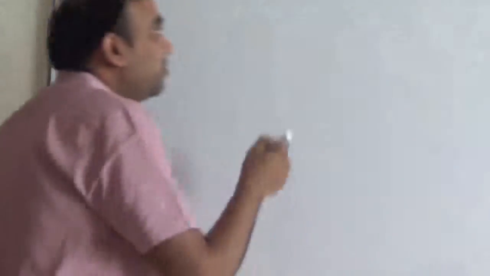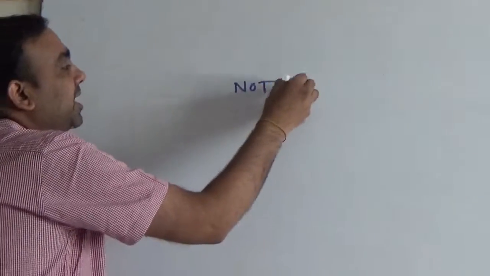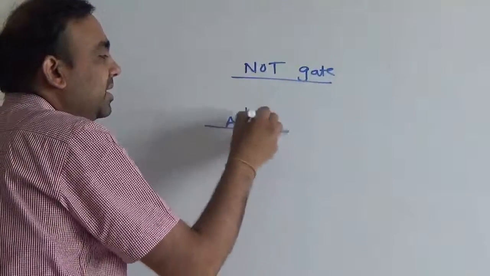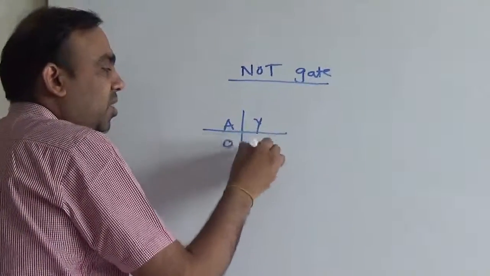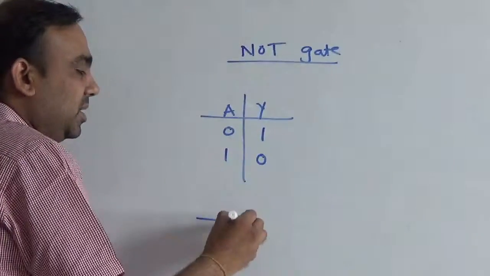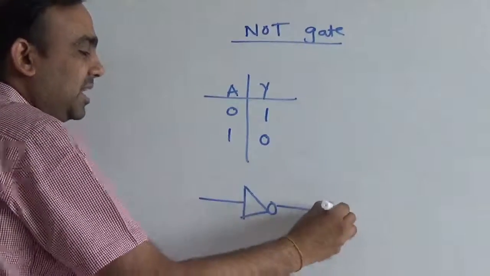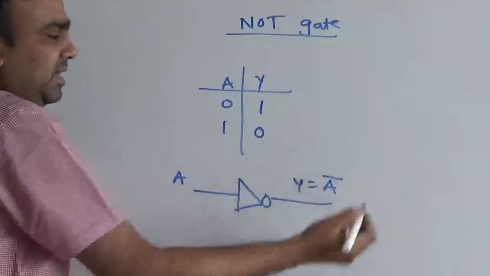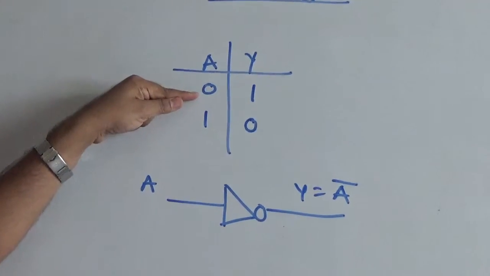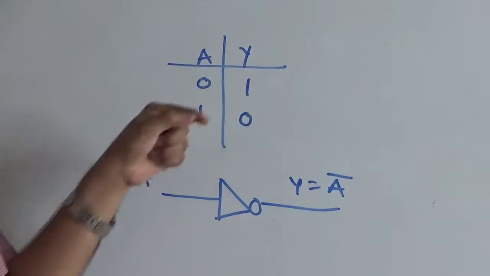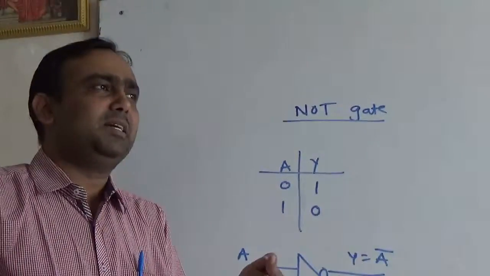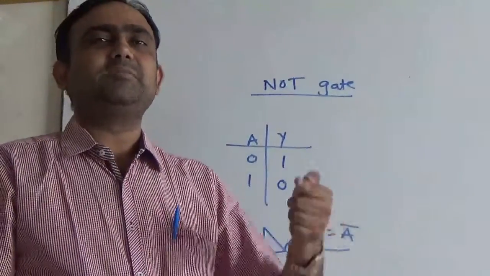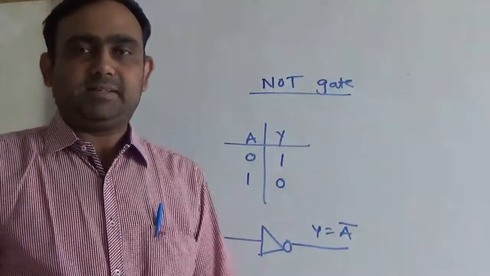Now one important gate is the NOT gate. It has only one input, and the output is just the complement of the input. The symbol of the NOT gate is like this. If A is the input, the output is A bar. It is like calling 0 as 1 or 1 as 0. For example, if I say the Taj Mahal is in India, what is its NOT operation? The Taj Mahal is not in India.